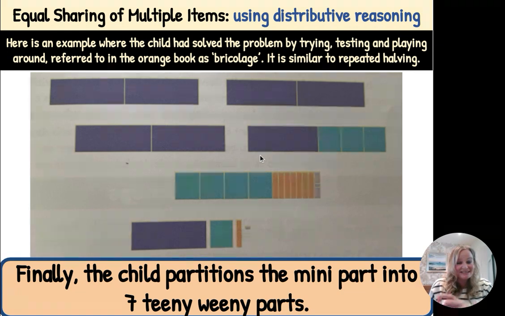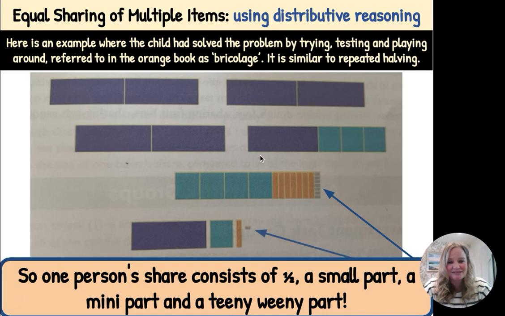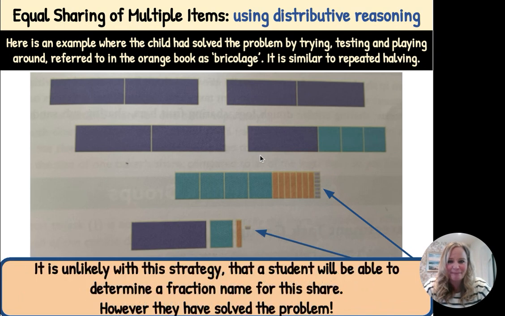So although she has answered the problem in the same way as Karenna did, she's got a visual example of what that could look like, but she's not got the understanding to be able to change that into a fractional amount. So you can see there it consists of a half, a small part, a mini part, and a teeny weeny part. She still solved the problem, but not in a way that mathematically makes particular sense.